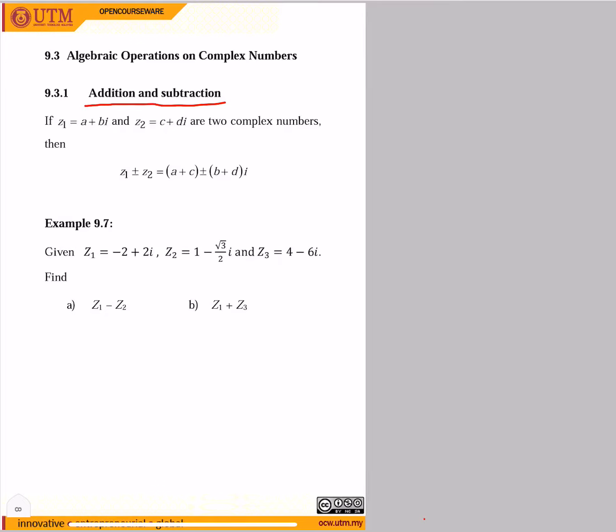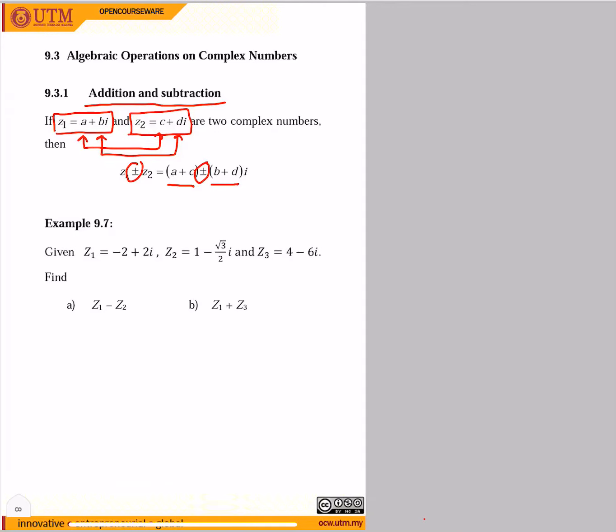So this one is easy. If we have Z1 equals A plus BI and Z2 equals C plus DI, both are complex numbers, isn't it? If you want to add or subtract Z1 with Z2, we need to add or subtract the real number with the real number, and the imaginary with the imaginary number. The plus and minus will be in the middle here.